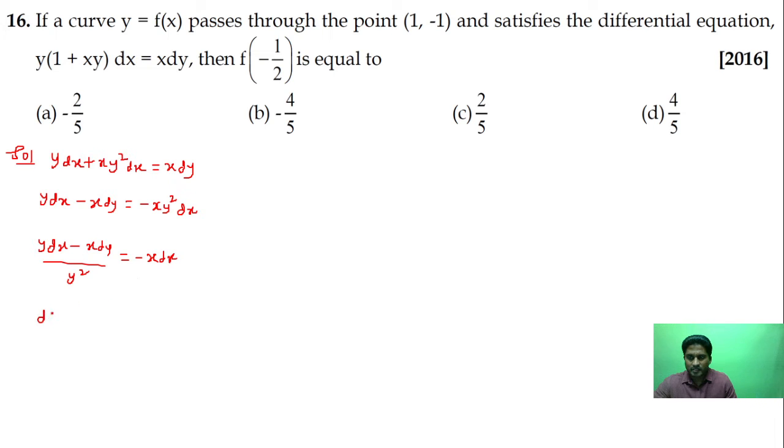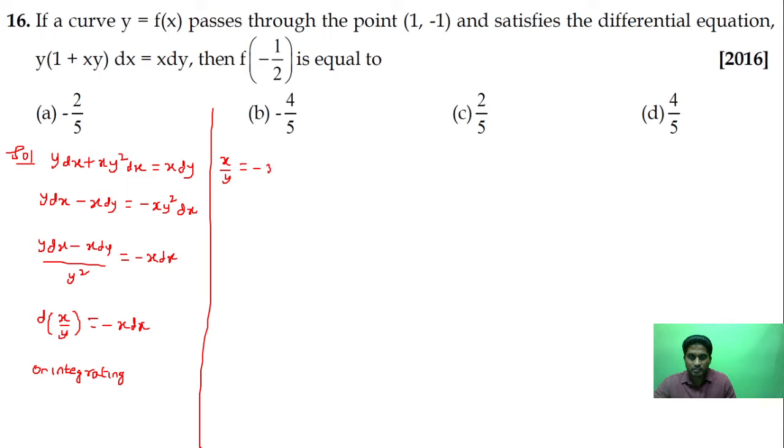So this can be written as d of x by y. You use the quotient rule, you will get this only, is equal to minus x dx. Right, on integrating, integration of dx is x only. So this becomes x upon y is equal to minus integration of x, which is x square by 2, plus c. Call this equation 1.